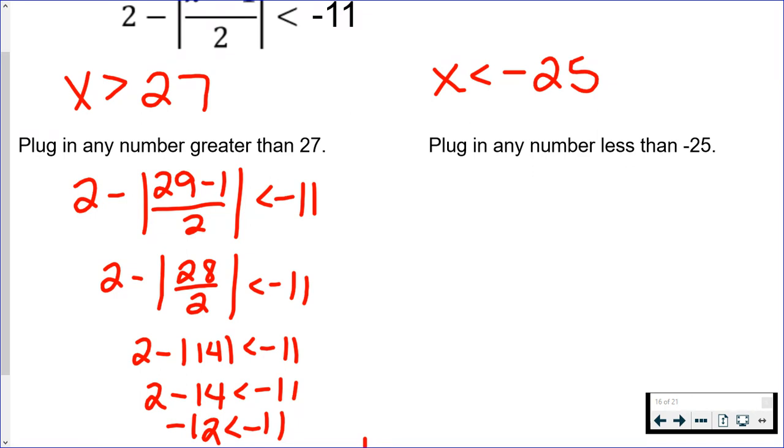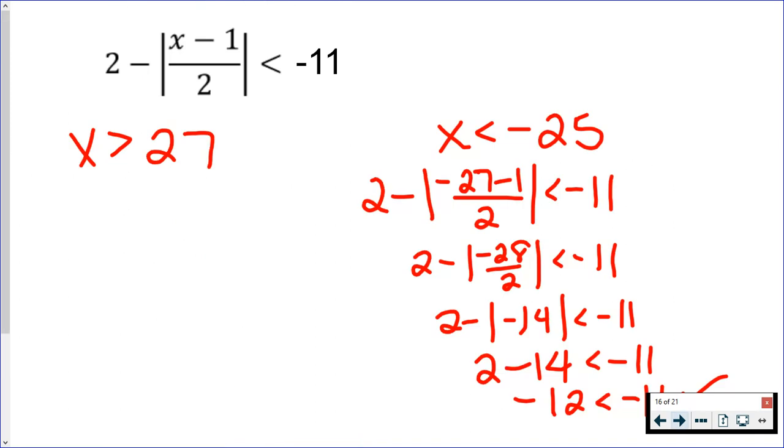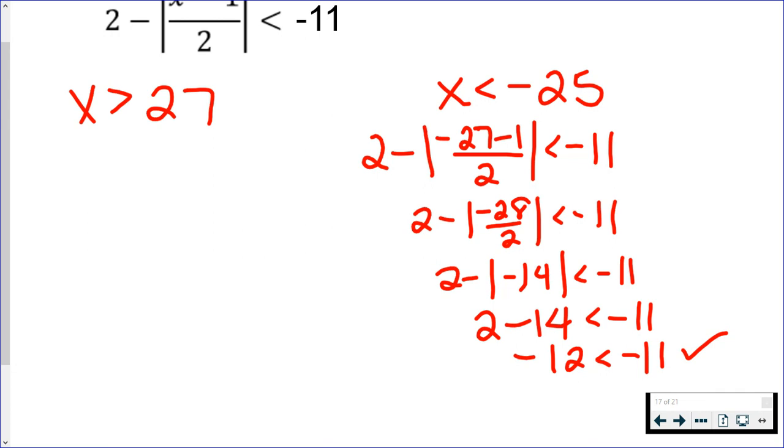You can do the same thing with x is less than negative 25. In this case, I plugged in negative 27. If you want to do that on your own, I highly encourage you to do that now by pausing the video. So as you can see by my work, I ended up plugging in negative 27, and I ended up with negative 12 is less than negative 11, which is still a true statement, so both of these solutions are correct.